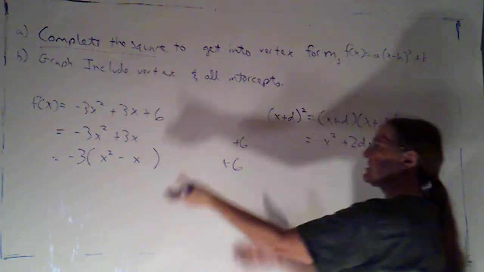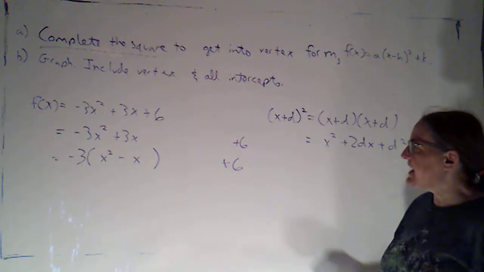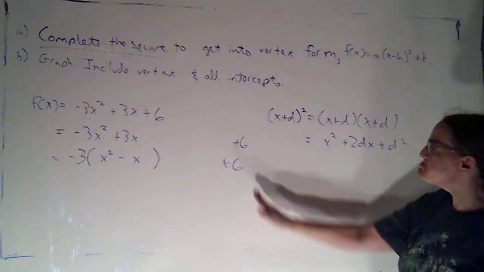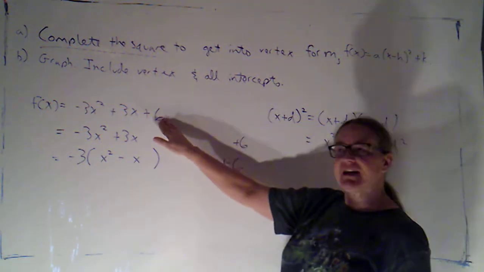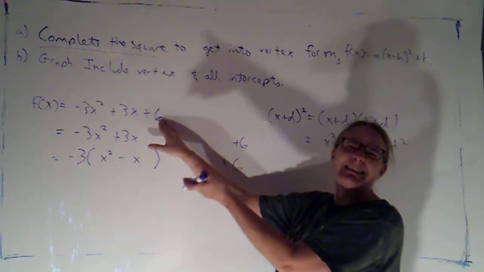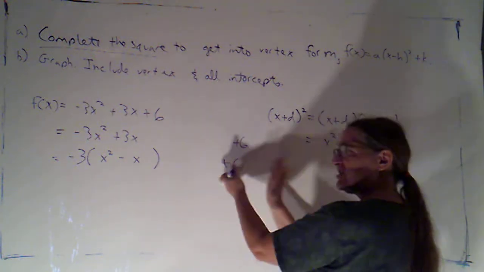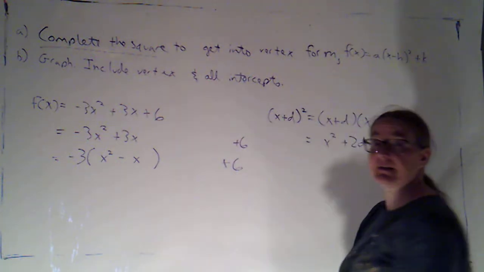But that 6 is just kind of hanging off to the side. I could factor out the negative 3 from that if I wanted to, but I don't need to. In this particular case, 3 factors out nicely. But I could have something like a 7 there, and then if I factored out the 3, I'd have fractions. I think it's easier to just let the constant hang out off to the side.